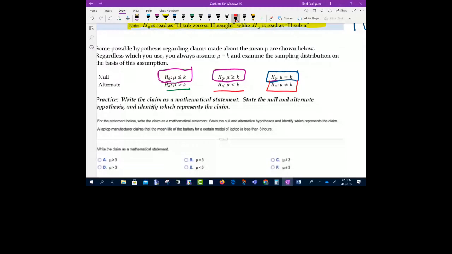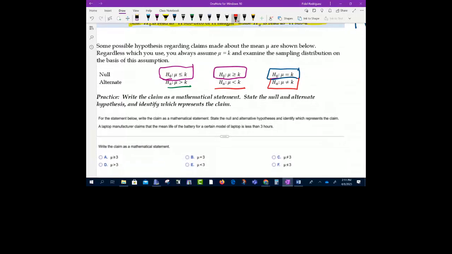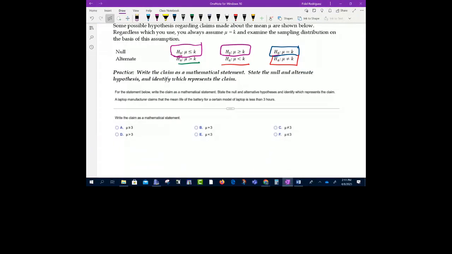So we're going to be able to figure out some of these things here. And I'm going to walk you through the process to see how we're going to do these things.